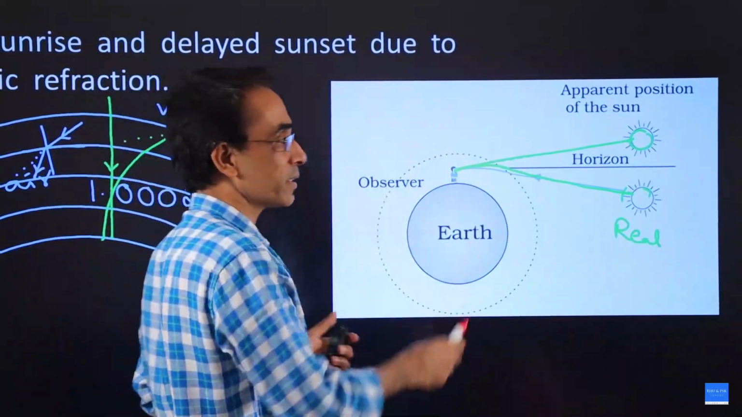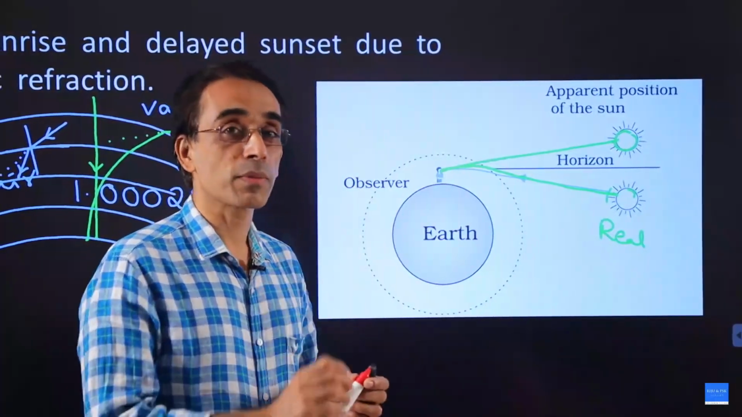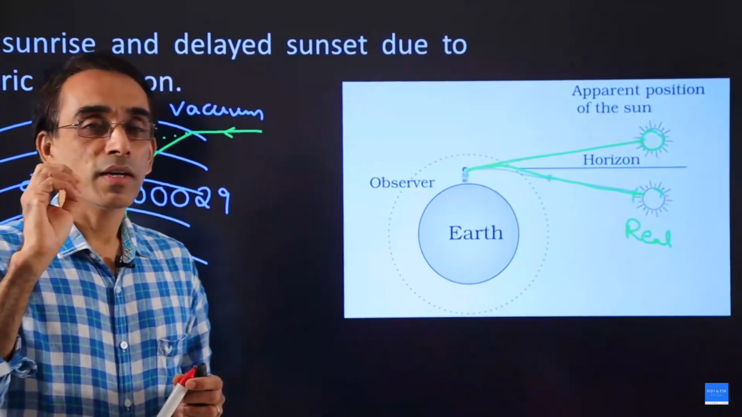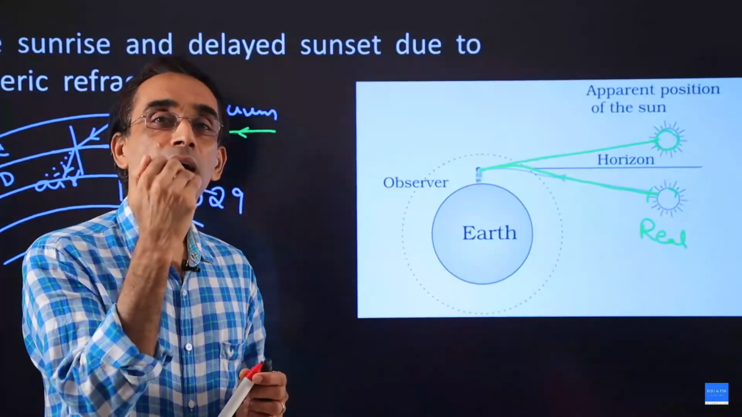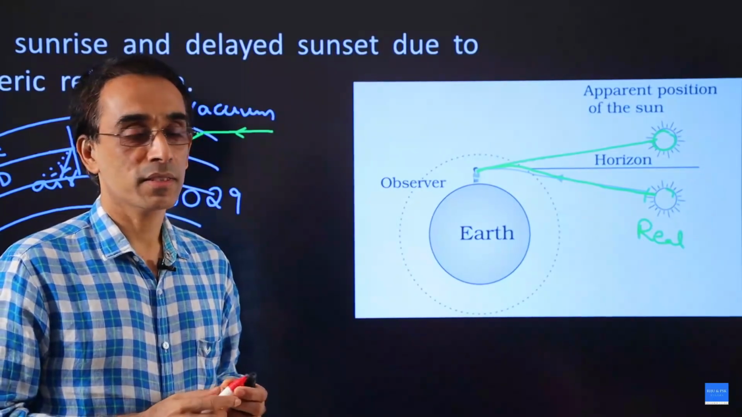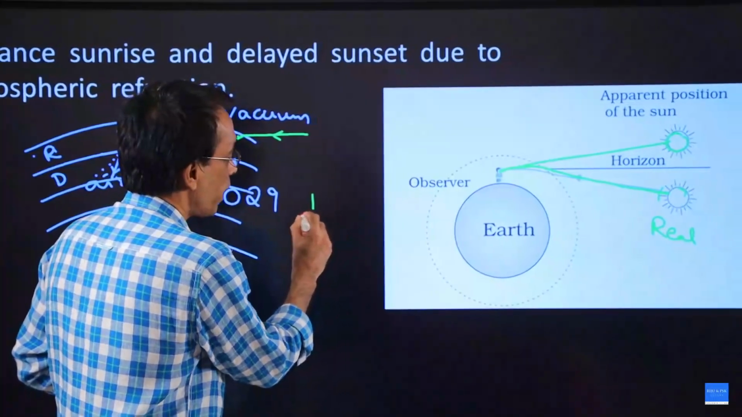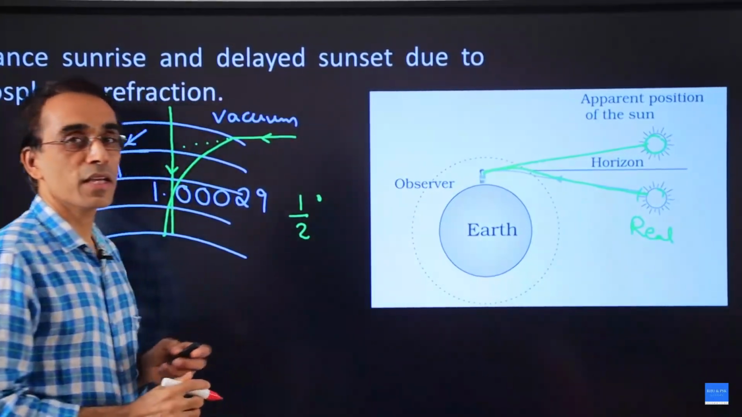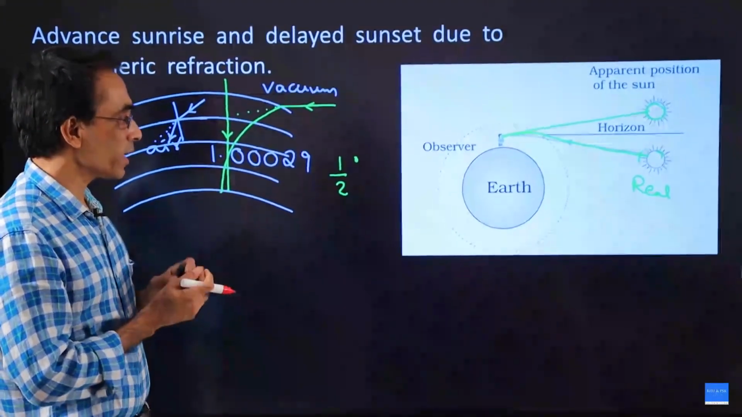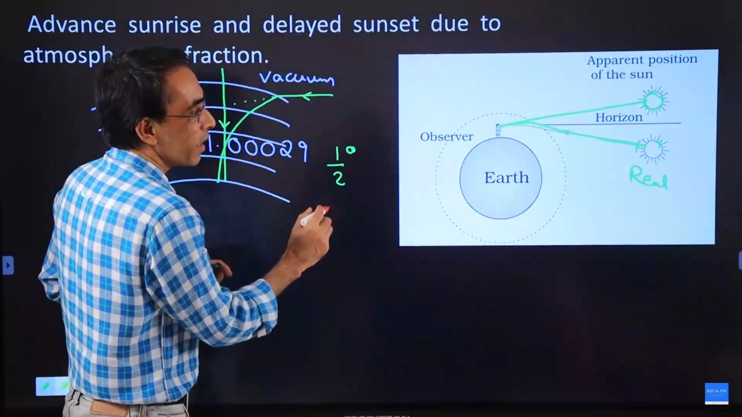Similarly, during sunset, the sun might have already gone below the horizon. It should not be visible, but due to refraction, it will still be visible. So sunrise will be a little early and sunset will be a little delayed. And this delay is approximately half a degree in the morning and half a degree in the evening. You may get slightly confused, how come degrees in our case? I'll tell you what it is.